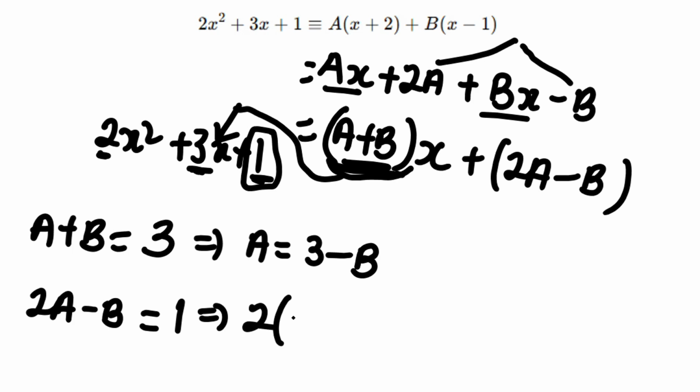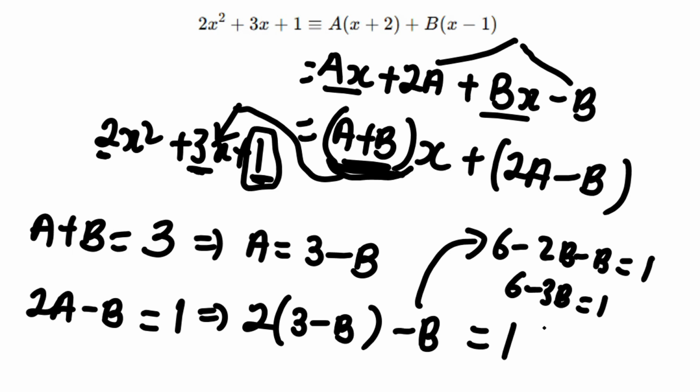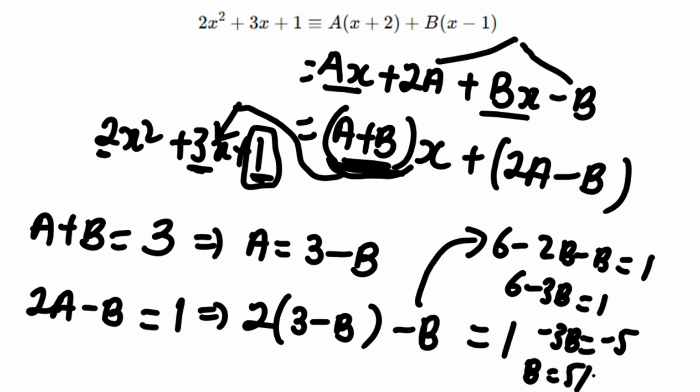So this is it. So I'm going to put this inside this. So I have 2 into bracket 3 minus b, because this is the new value of a. A is equal to this, minus b equals to 1. So I'm going to have what? 6 minus 2b minus b equals to 1. So I have 6 minus 3b is equal to 1. So negative 3b is equal to 1 minus 6, that will be negative 5. So b is equal to 5 over 3.